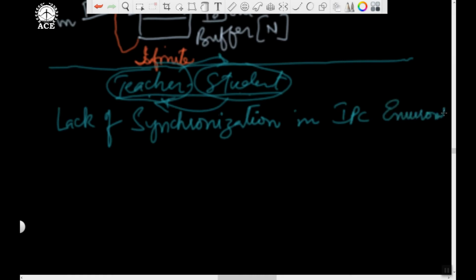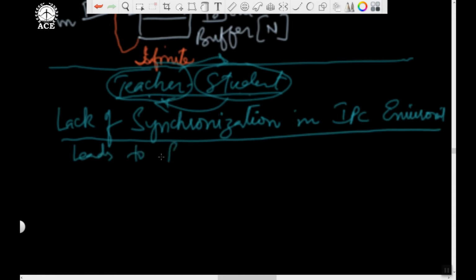Lack of synchronization in IPC environment leads to the following problems. That means, for example, if the teacher is teaching fast or is not able to explain properly, or does not give a proper explanation, then it will lead to problems. Am I right? So lack of synchronization in IPC environment may lead to the following problems.